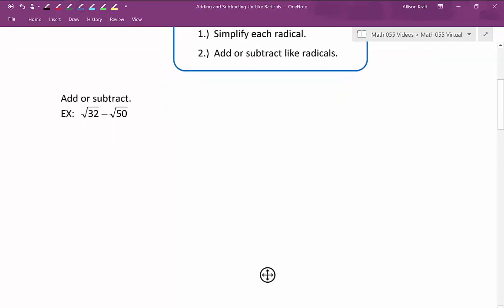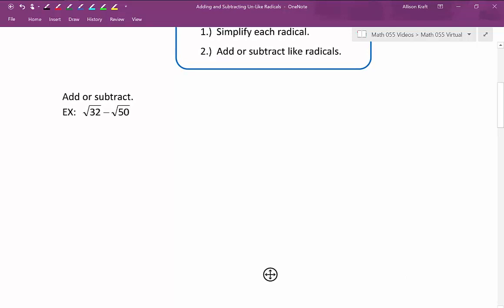So let's subtract square root of 32 minus square root of 50. The first thing we want to do is simplify each radical. So we want to start by looking for the largest perfect square that's a factor of 32. The largest perfect square is 16. This is the square root of 16 times the square root of 2. And we know the square root of 16 is just 4. So here we have 4 square root of 2.